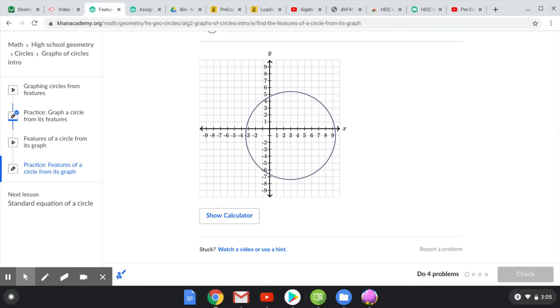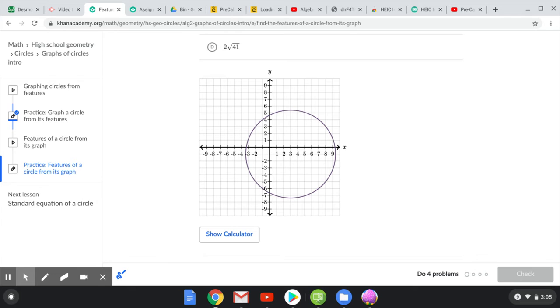So in this Khan Academy assignment and the previous one, you're looking at the graphs of circles as defined by their center and radius or a known point on the circle. In this assignment, you're given the circle and you're asked to find the center and the radius.